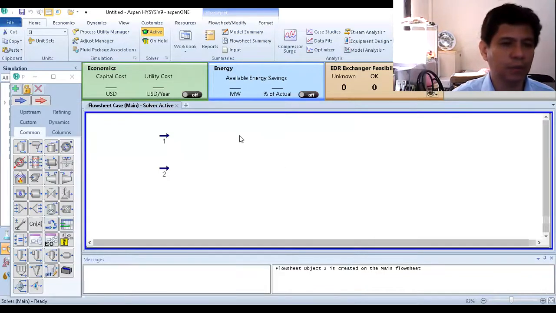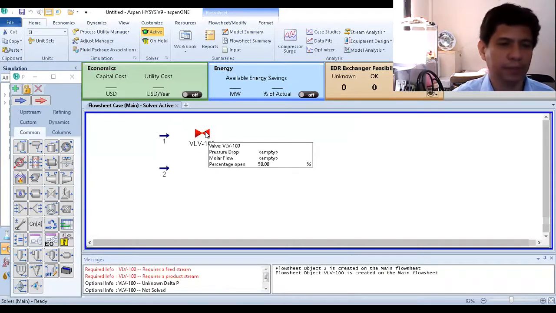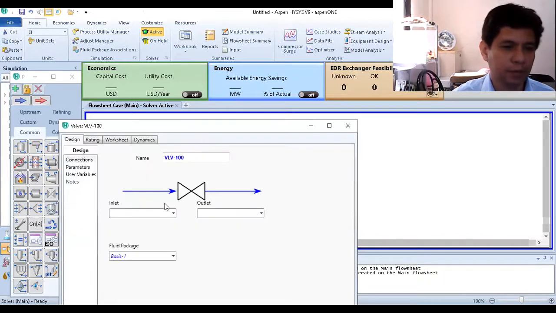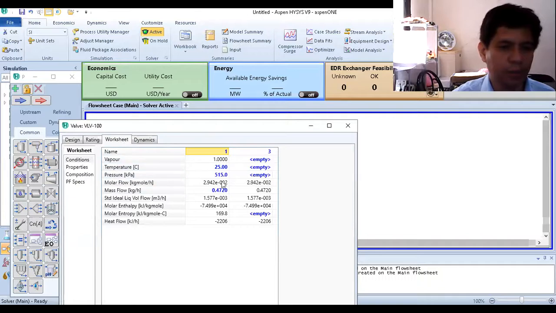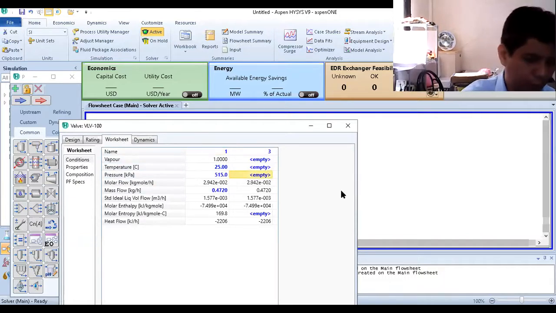Okay, so what we're going to do next is lower the pressure of the methane gas by using a valve. Just drag this, and then we're going to lower the pressure to 1 atmosphere. So this is methane number 1, and let's call the outlet 3. Then you go to the worksheet to lower the pressure. So 101.3.